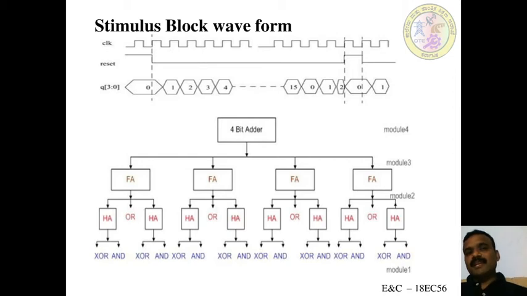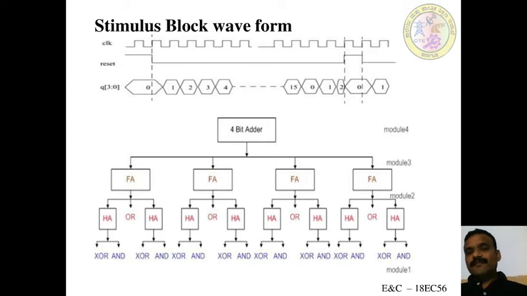So it is the external appearance. Clock and reset are the inputs. From each T flip-flop we get the output q of 0, q of 1, q of 2, q of 3. All four combined give the output from 0 to 15. It is a 4-bit ripple carry counter.